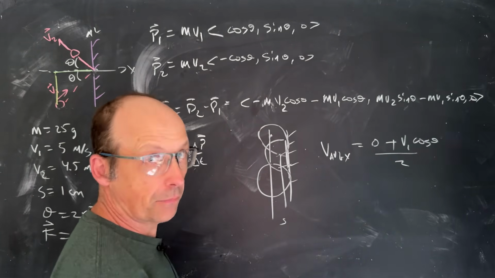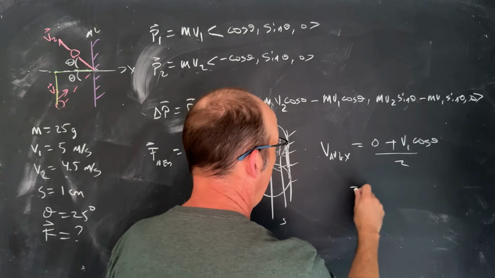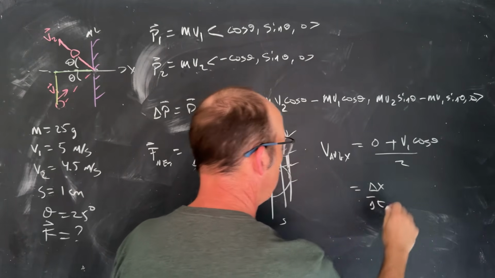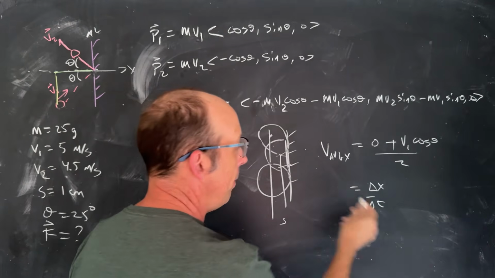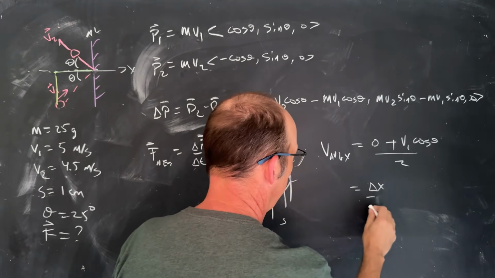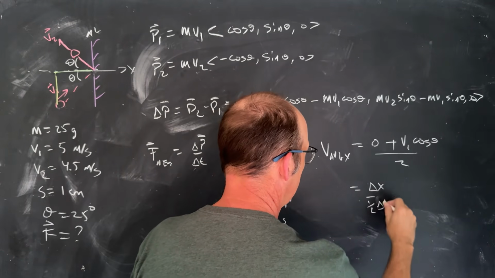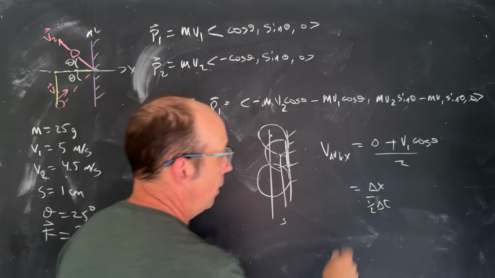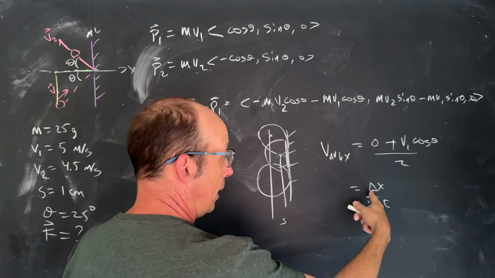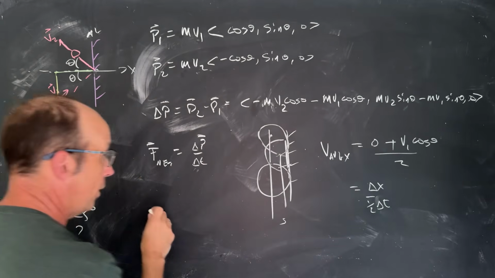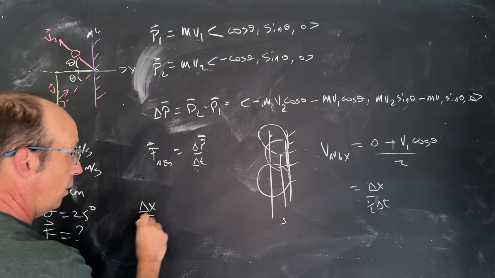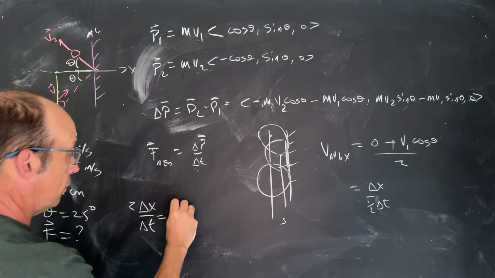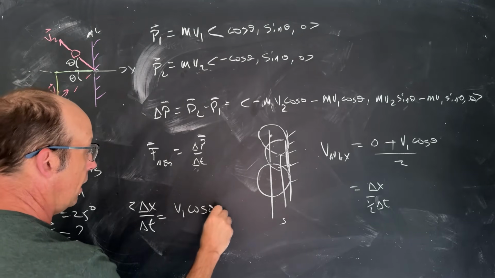Now I can write that average velocity as delta x over delta t, and then I can solve for delta t. But really, this is half the time interval. So I'm going to write this as half delta t, because I'm only going halfway. I want that delta t right there. So now I know delta x. I can set all this up as one equation: 2 delta x over delta t is going to be equal to v1 cosine theta over 2.